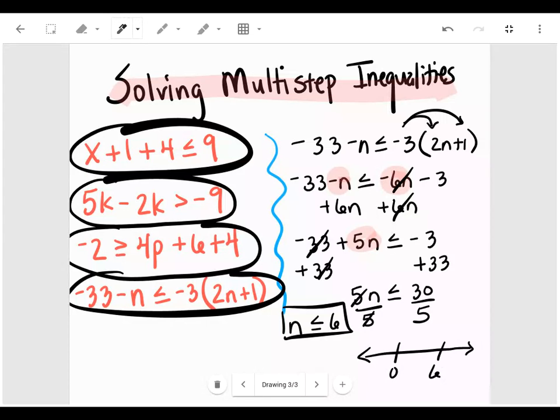Our graph down at the bottom, our cutoff is 6. 6 would make this inequality true, so it is included in the solution set. We're going to give it a closed circle, and then it says numbers that are less than 6, and that'll be in the direction left of 6 on the number line. So there is our graph of the solution set.